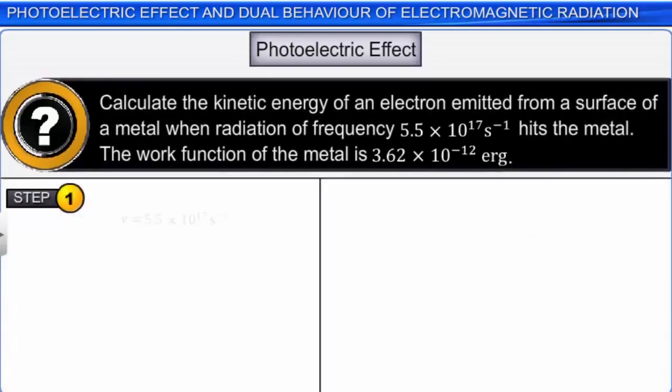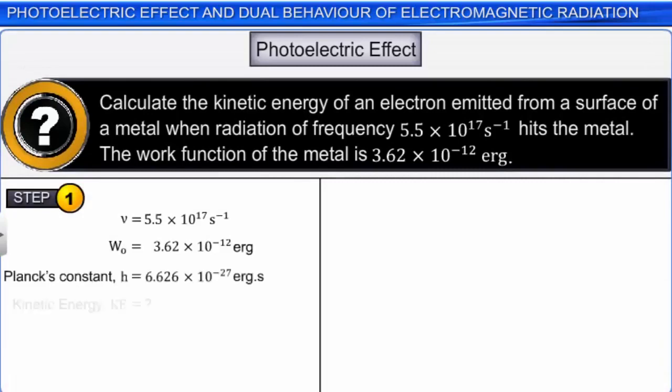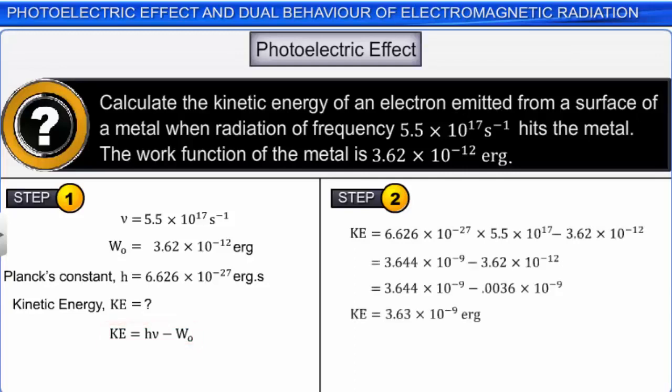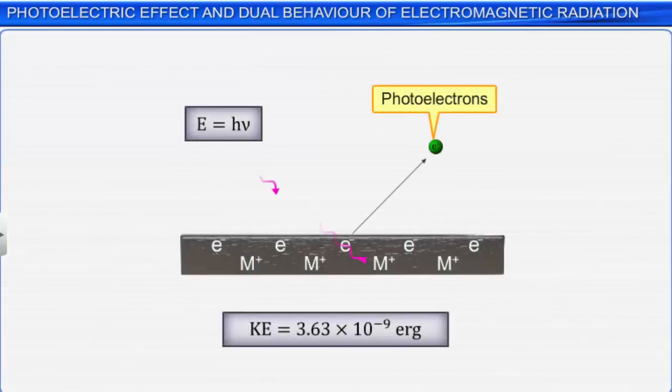The first step involves writing the given data as shown and then writing the appropriate equation to calculate the given problem. In the second step, let us substitute the values of h nu and W naught in the equation. On solving, we get the final answer as 3.63 multiplied by 10 raised to the power of minus 9 ergs. Hence, the electron will be emitted with a kinetic energy of 3.63 multiplied by 10 raised to the power of minus 9 ergs.